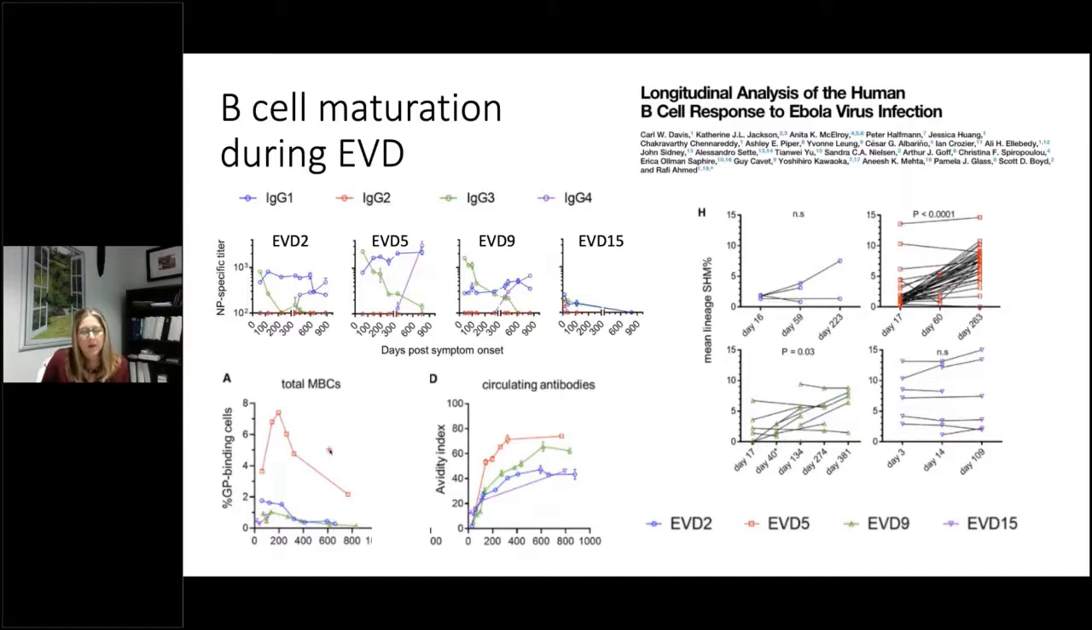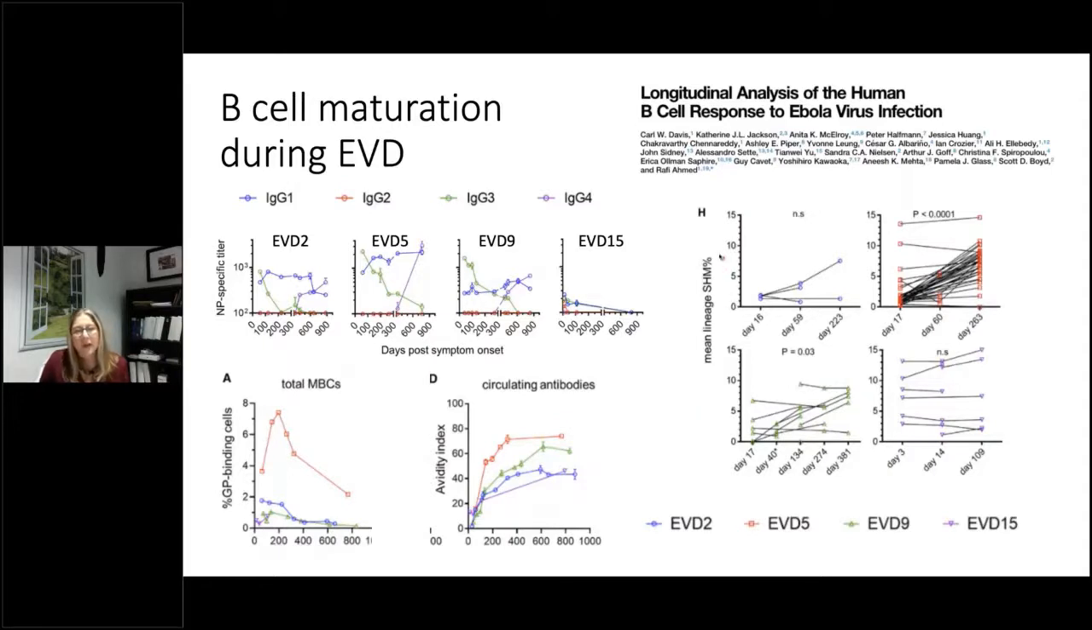If I take you down to the bottom left panel, when Carl looked at these 4 patients, so the color coding is switched a little now, each color is a separate patient. Carl looked at these memory B cells, that's what MBC stands for, and he assessed the frequency of these memory B cells in each patient that bound to the glycoprotein, the Ebola virus glycoprotein. So these are virus-specific memory B cells, and EBD5 again stands out as having the most for the longest time. In addition, he assessed the avidity of the circulating antibodies in these patients, and EBD5 again stands out as having the most antibodies for the longest time.